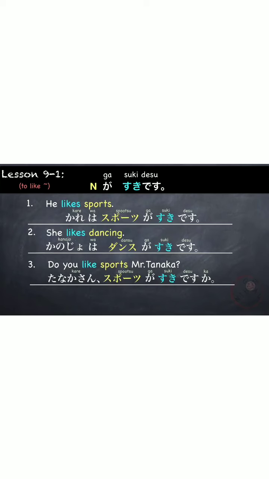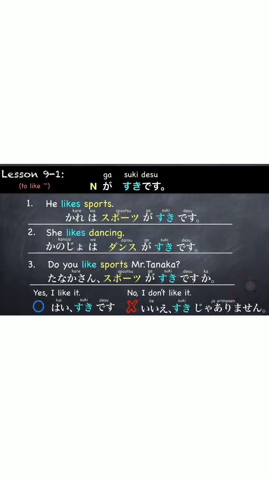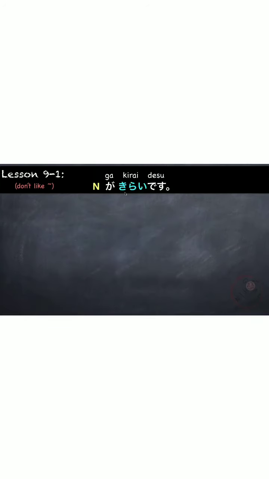You can answer by, yes, I like it, which is はい、好きです。If not, no, I don't like it. いいえ、好きじゃありません。So we replace this with じゃありません。The opposite of 好き is 嫌い。Don't like or I hate it.